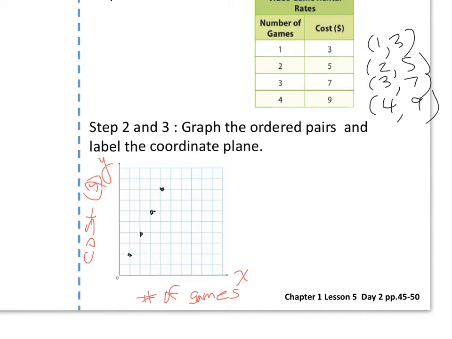Now that I plotted all my points, I realize that I can draw a line that connects all these points together. But there is something that I did realize as well, is that this line does not go through the origin. Because if I were to set up my ratio of 3 to 1 and then 5 to 2, and I were to divide by the 2, I'd end up with 2.5 to 1. So my unit rate is not consistent. And since it is not consistent, the answer would be no, this is not proportional.